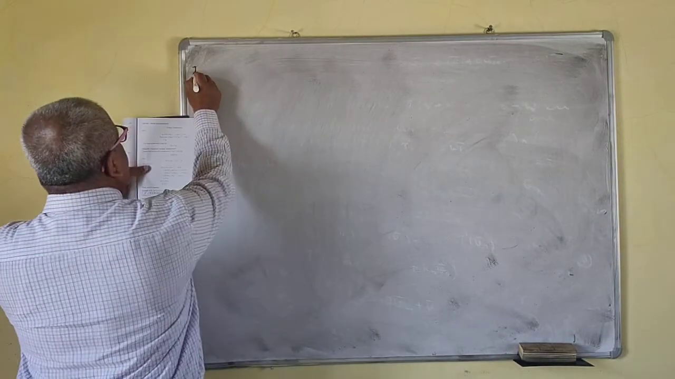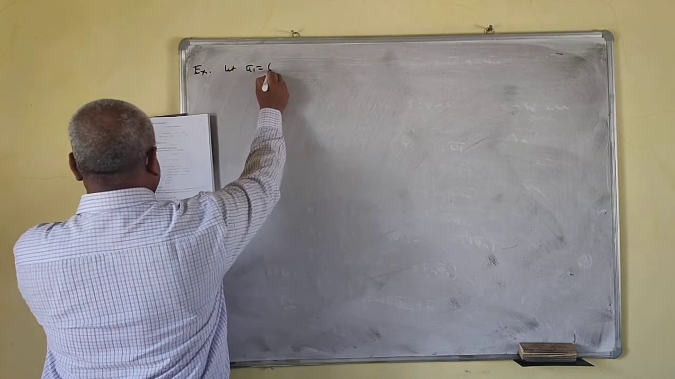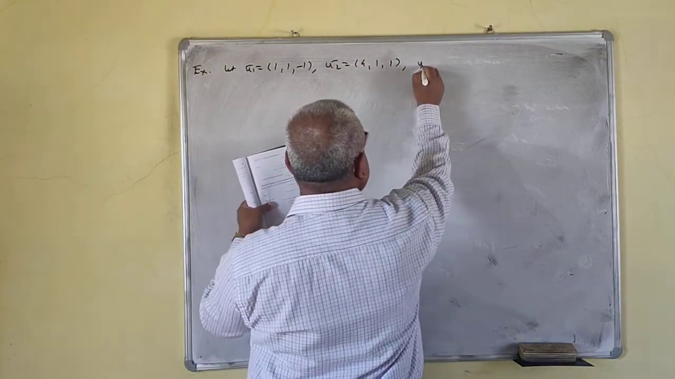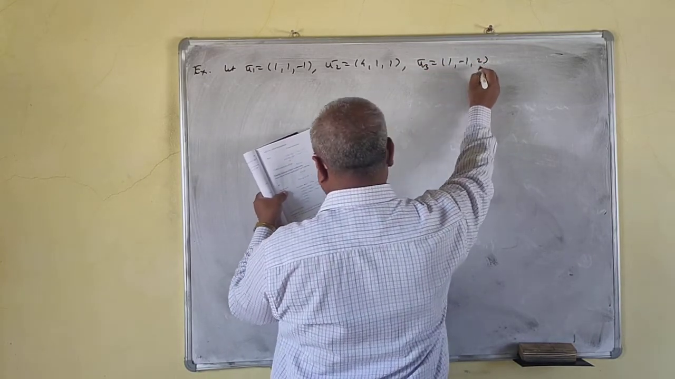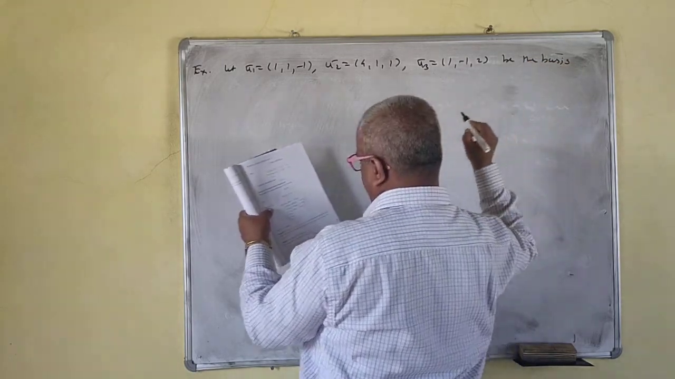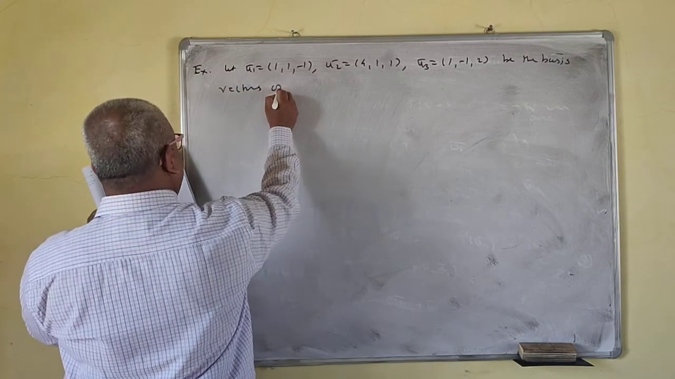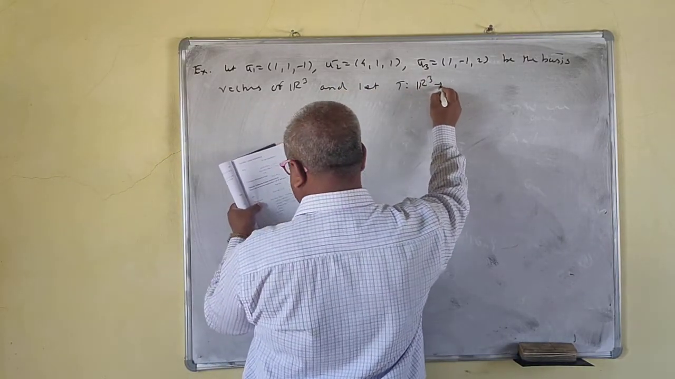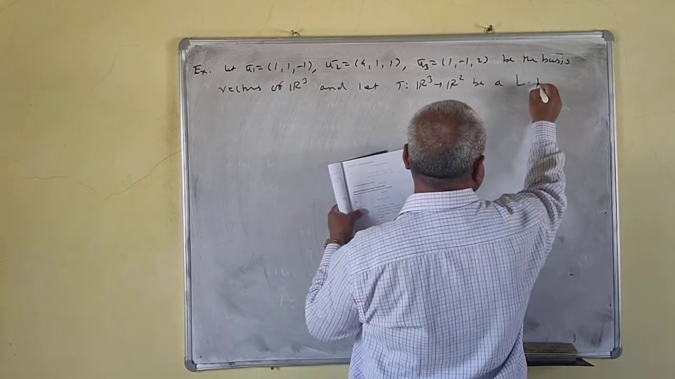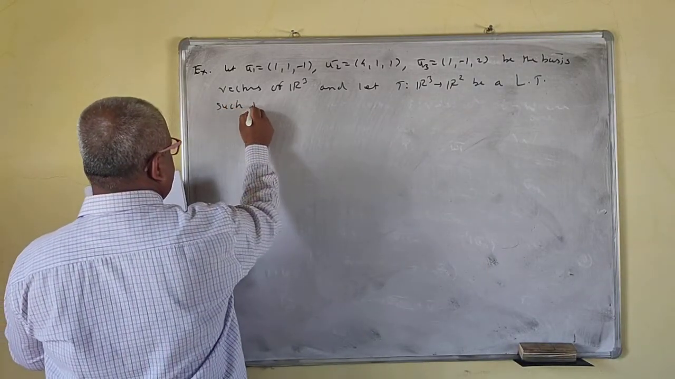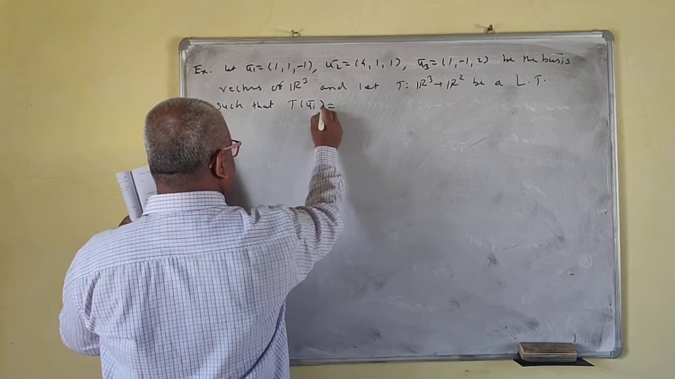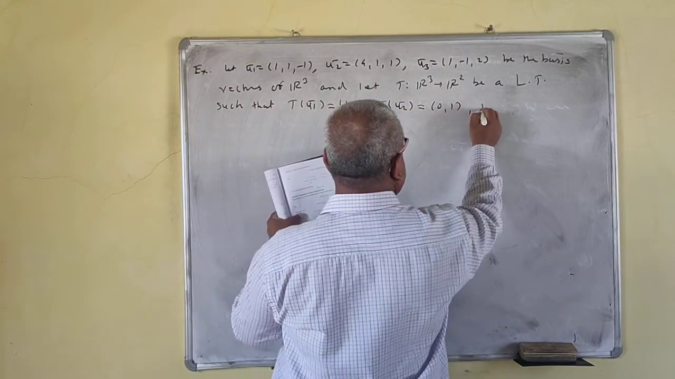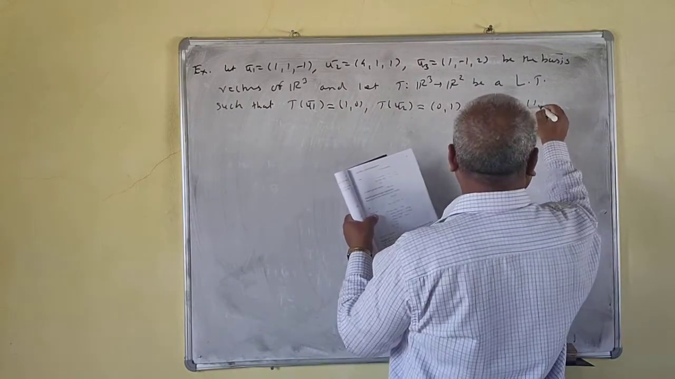Okay, so example. Let u1 bar is equal to (1, 1, minus 1), u2 bar is equal to (4, 1, 1), u3 bar is equal to (1, minus 1, 2), be the basis vectors of R3 and let T from R3 to R2 be a linear transformation such that T of u1 bar is same as (1, 0), T of u2 bar is same as (0, 1), and T of u3 bar is same as (1, 1).